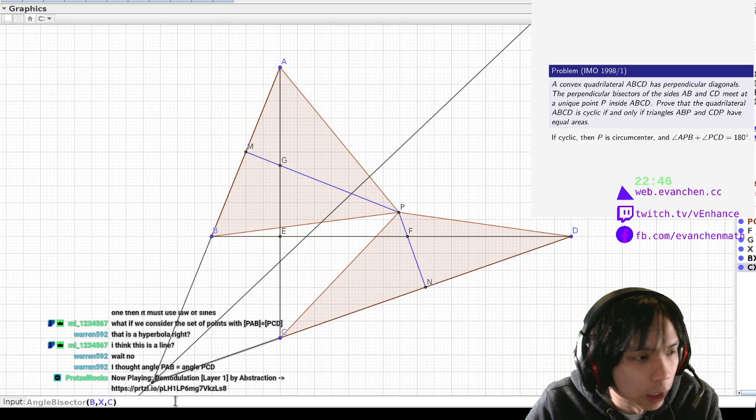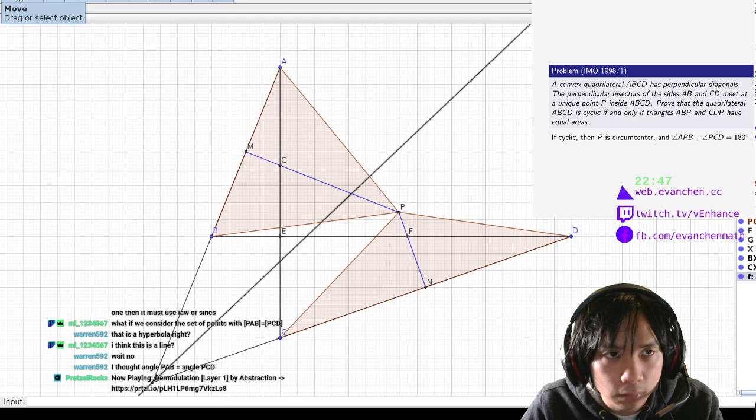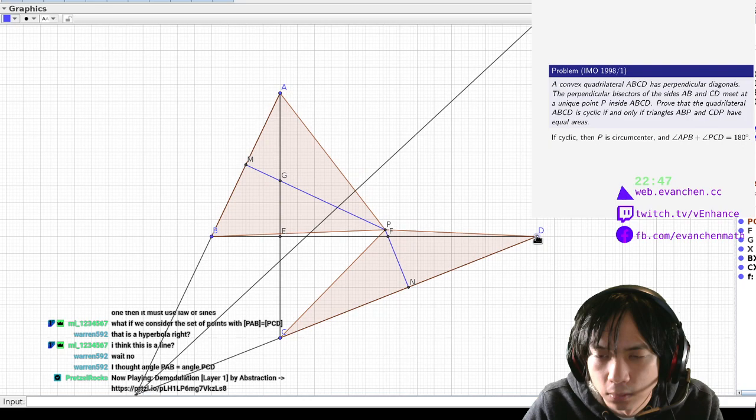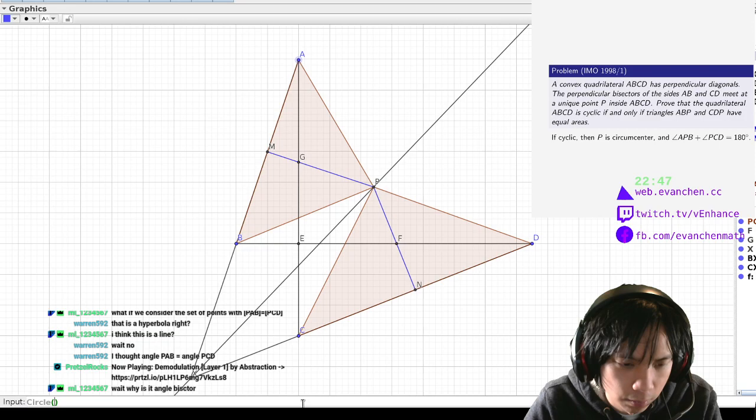I thought PAB equals PCD. What? Oh, it's rocky. So in the desired case, where they're actually cyclic, this is what the picture is supposed to look like.